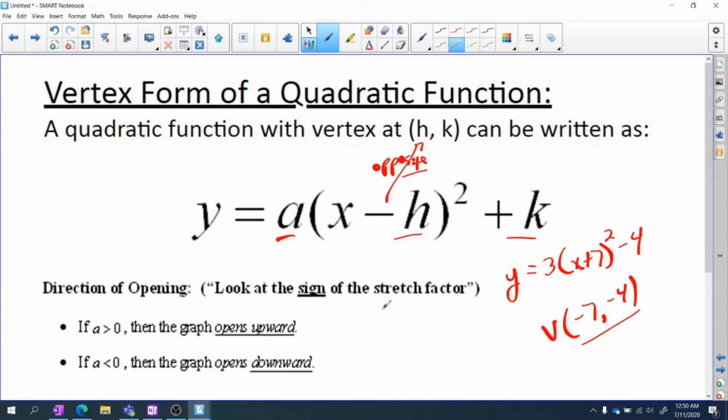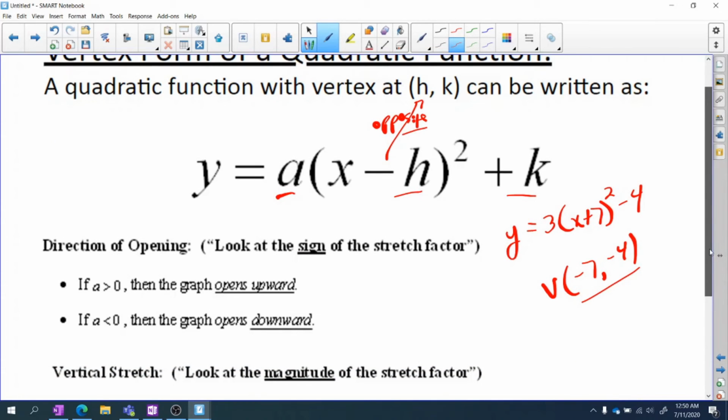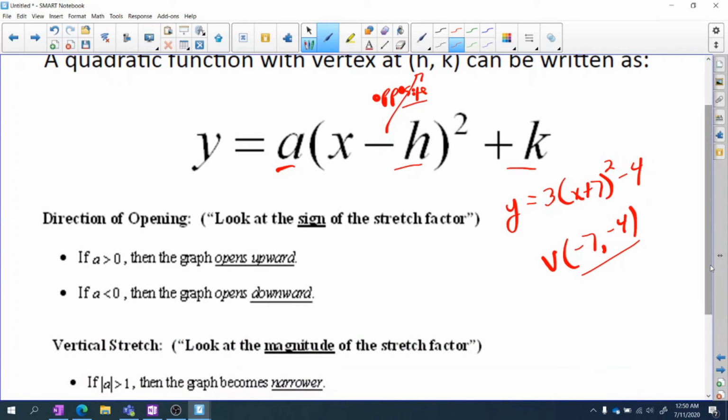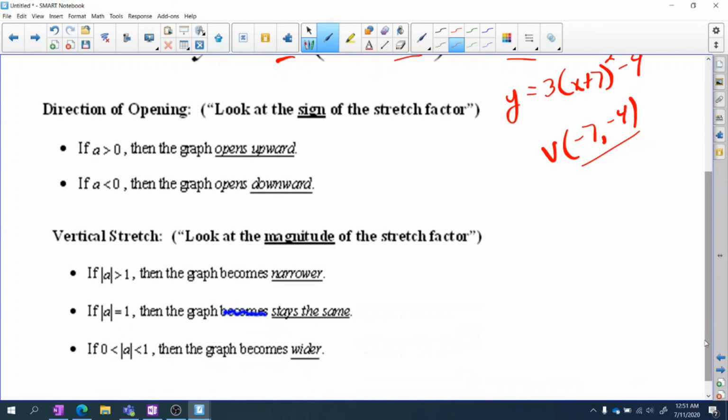It's also going to be fairly easy for us to identify which way it opens, how wide it opens, and then we'll use the vertex in terms of moving it left, right. So let's just make sure we can remember. I'm just going to quickly go through all these. You could take the notes down if you wanted to. They're also in your class notebooks. So if A, the number in front, is greater than 0, that means it's positive. It's going to open up. If that number is less than 0, negative, it's going to open down. We looked at that in Desmos when we had the app opened up.